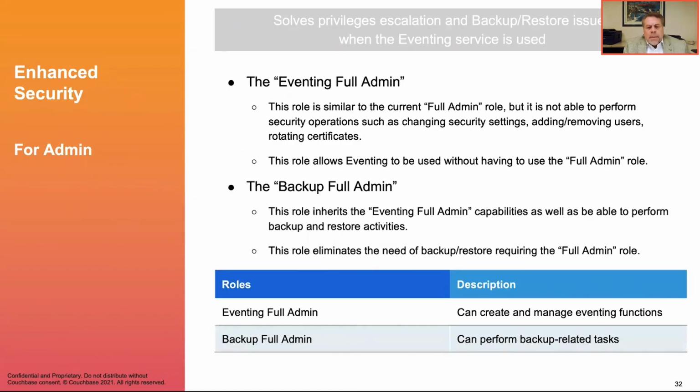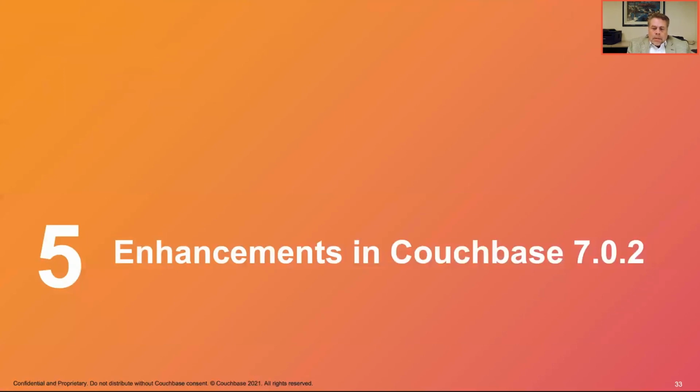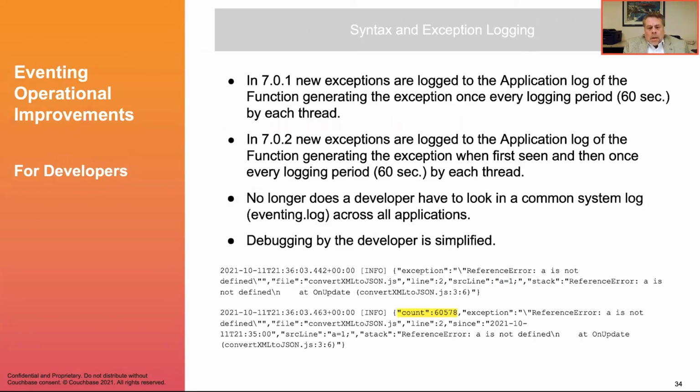We have some security enhancements, the eventing full admin role and the backup full admin role, which allow eventing to be run without super user privileges, where it can't create another user or change the access credentials of any other user. So it's a security enhancement. Now, in Couchbase 7.0.2, we updated the exception logging to always log the first exception and then give the summary 60 seconds later. So for each thread, you would get 2 items for every 60 seconds. This speeds up debugging.